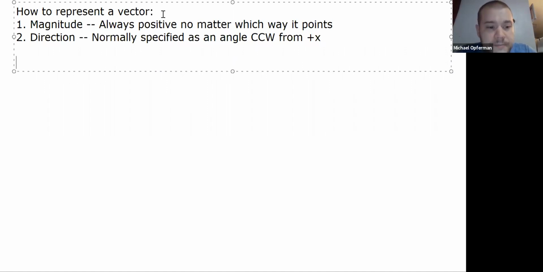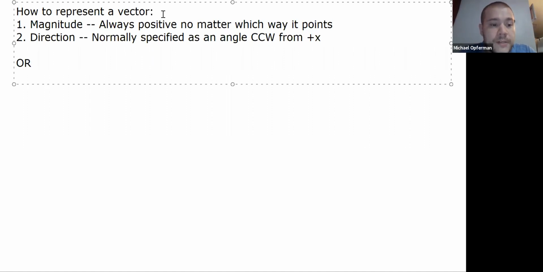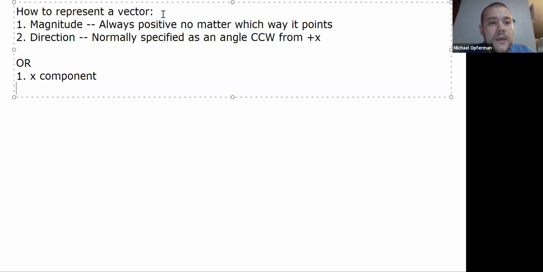Okay, but there's another way to represent a vector. There's a second method, and the second method is equally good, equally powerful, actually more useful for most of what we're going to do in this class, and actually more familiar to you once you break it down to what it means. The other method is called the component-based method. In this method, we write down a vector by specifying its x component and its y component.